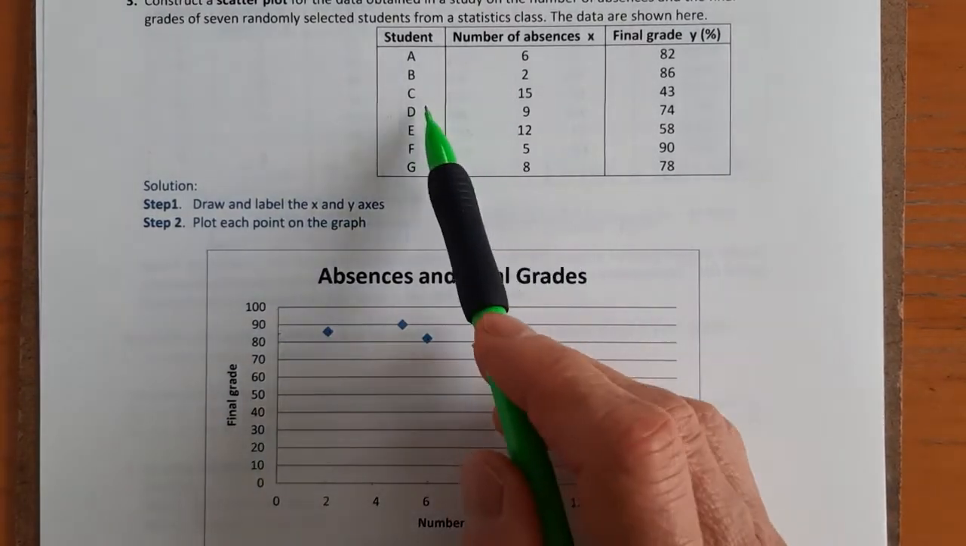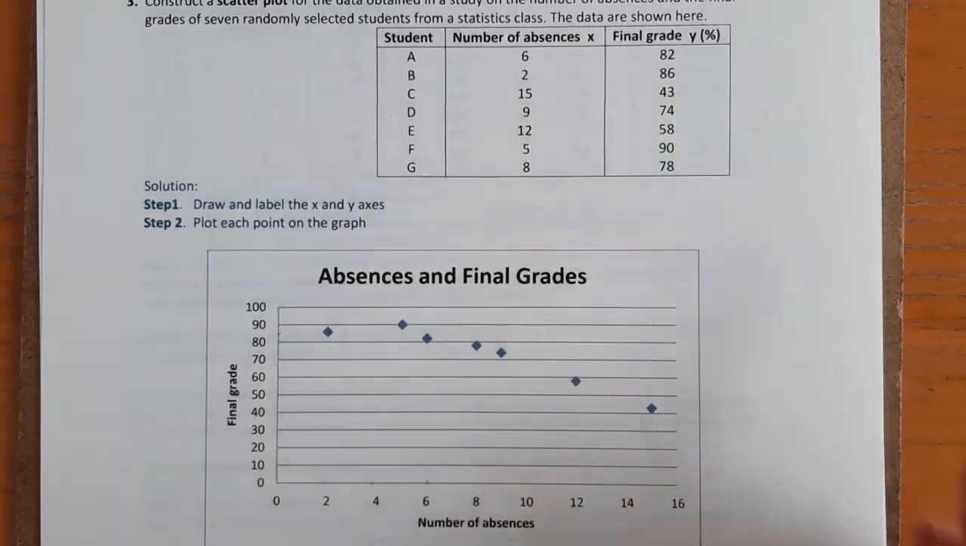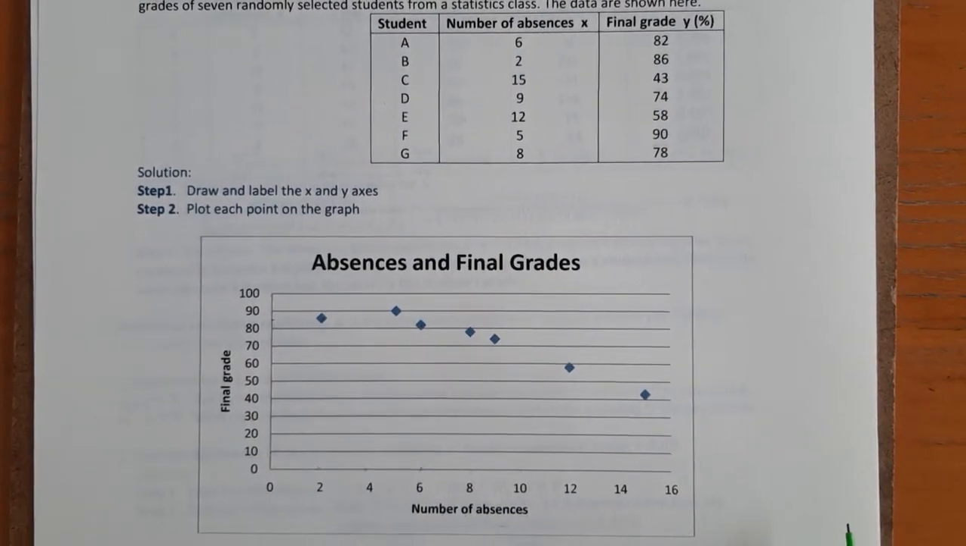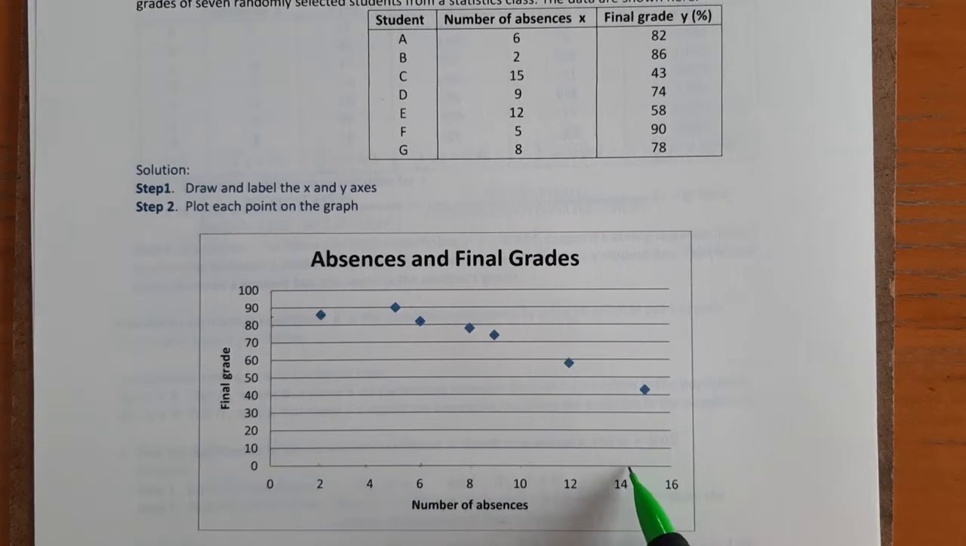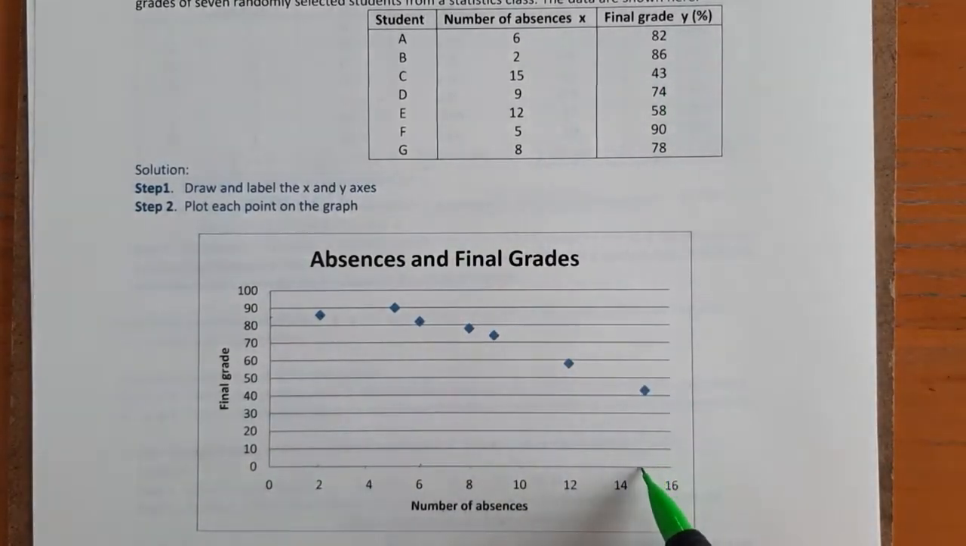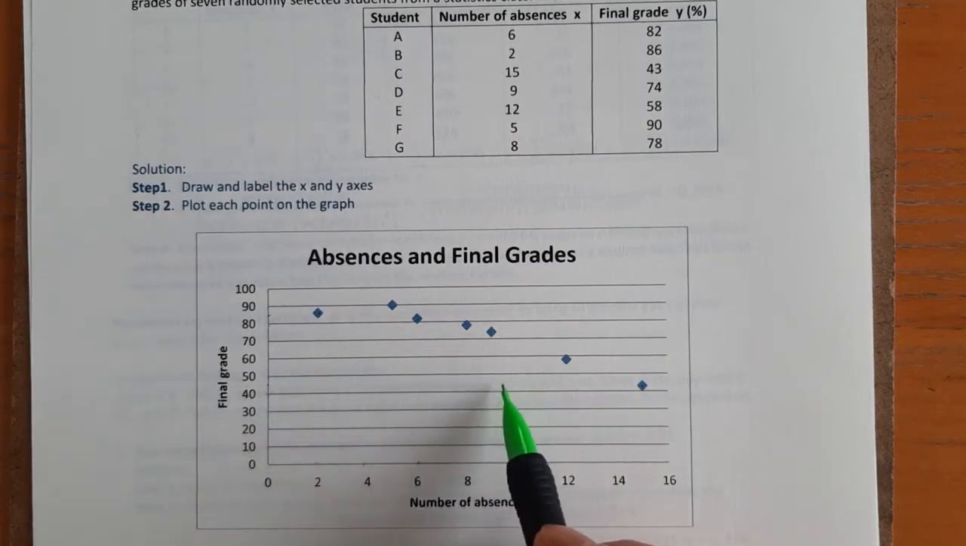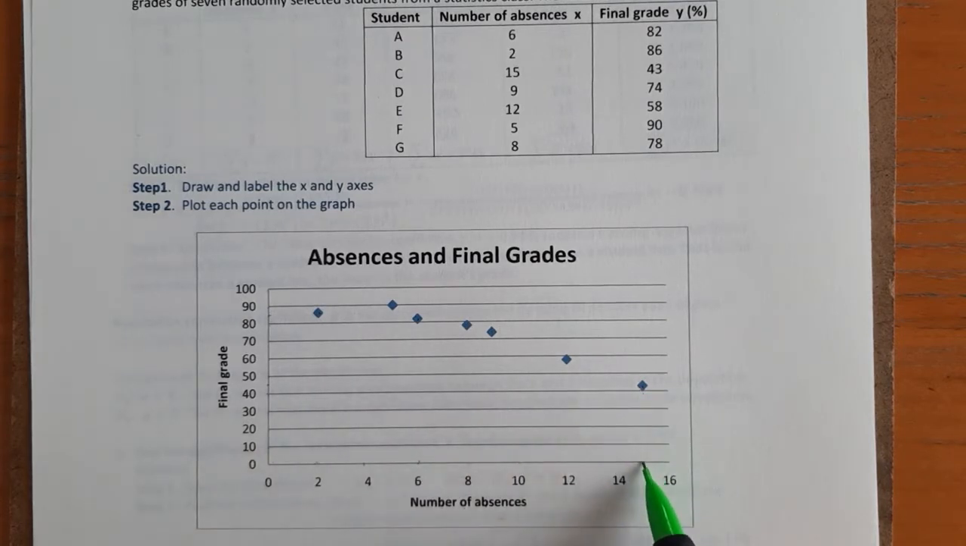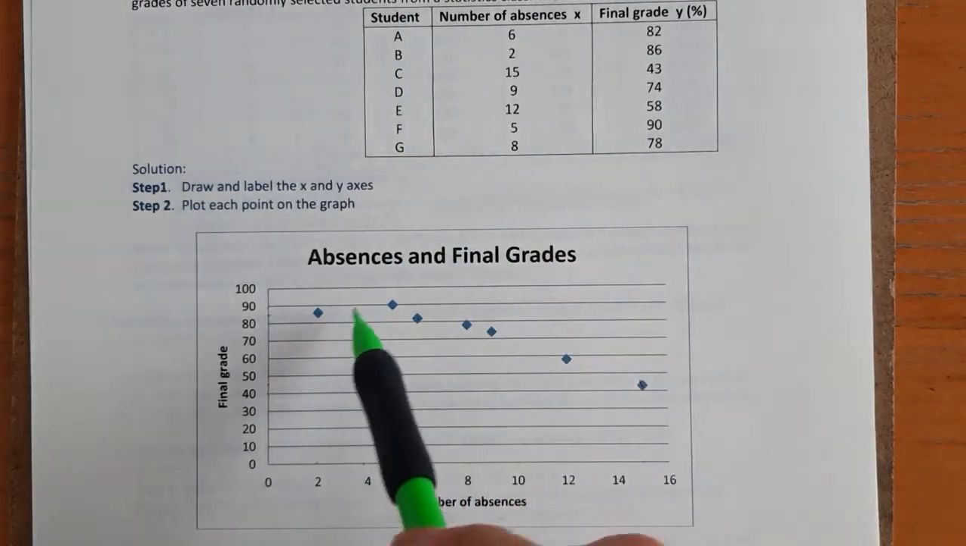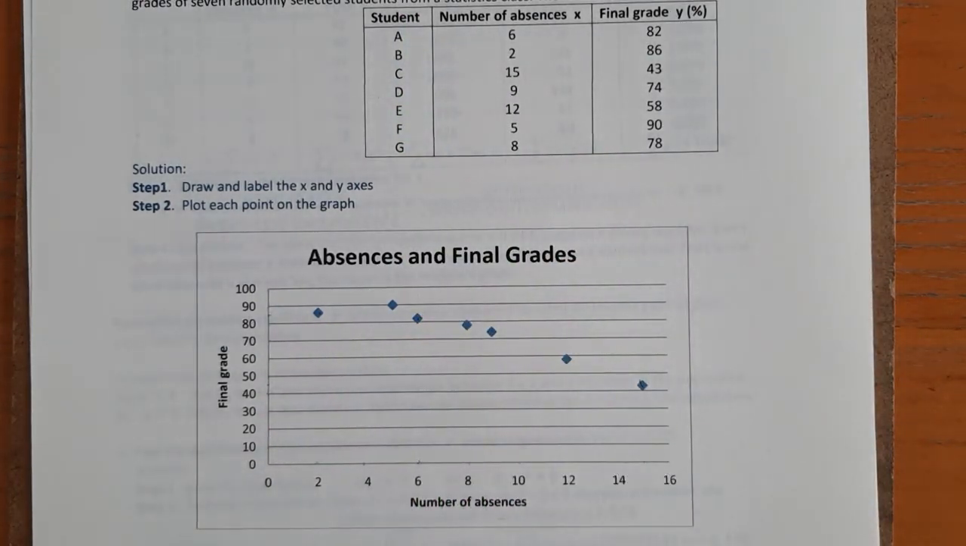Student C, 15, 43. So X is 15 here. Go up to 43. Y is between 40 and 50, 45 is the middle, so 43 is here. 43 and X is 15, the intersection is here. So plot those 7 points. That's what we call a scatter plot.